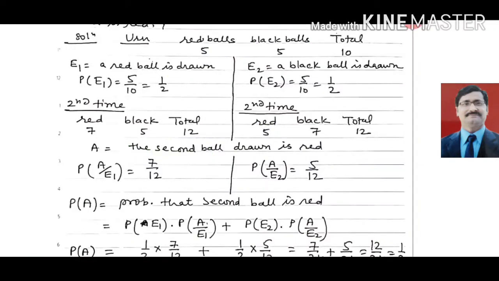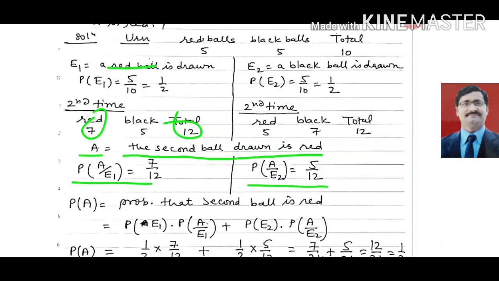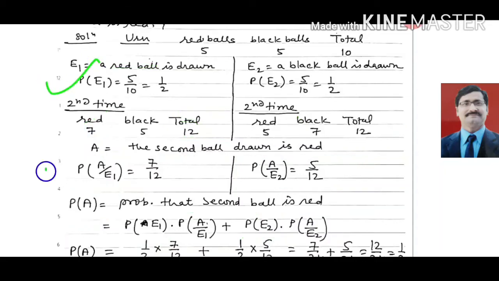Now A is the event that the second ball drawn is red. Look here, if the first time we draw the red ball, then the probability that the second ball is red is 7 upon 12. And if the first ball drawn is black, then the probability that the second ball is red is 5 upon 12. Now P(A), the probability that the second ball is red, equals P(E1) dot P(A|E1) plus P(E2) dot P(A|E2). P(E1) is this, P(A|E1) is this, P(E2) is this, and P(A|E2) is this.